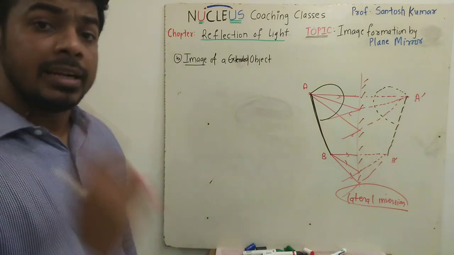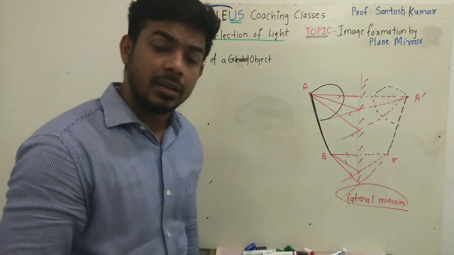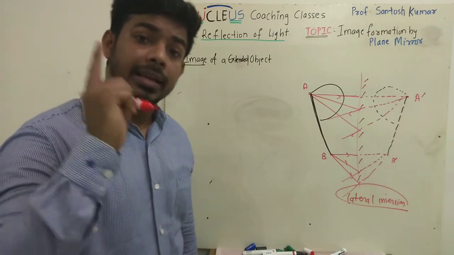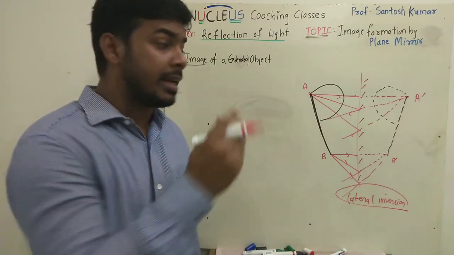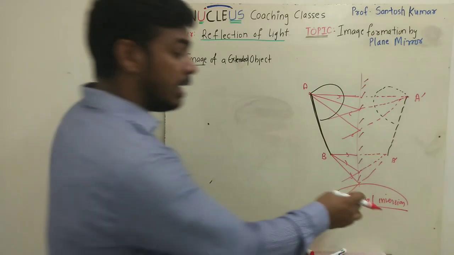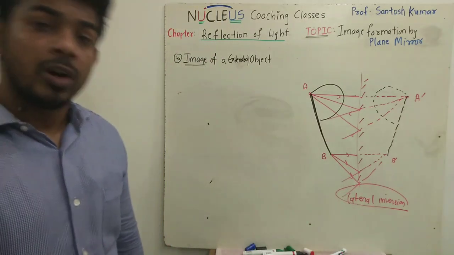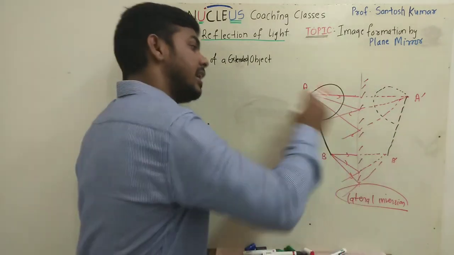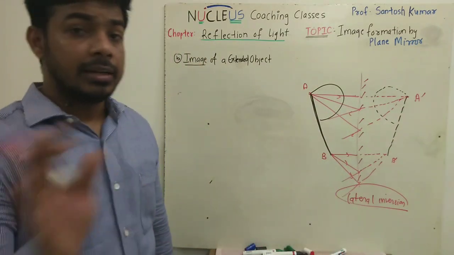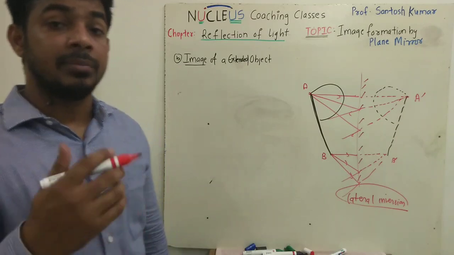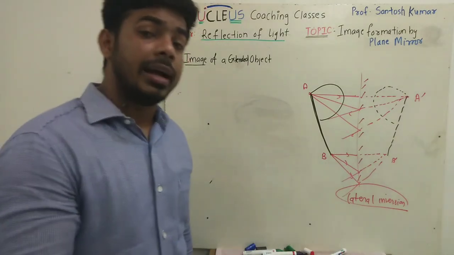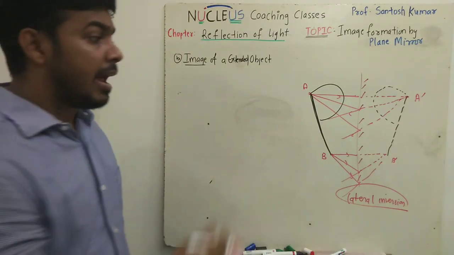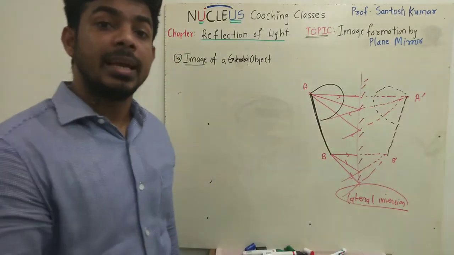So now we know some characteristics about the image formed by plane mirror. Where it is located, it is formed behind the mirror. It is always virtual, erect, at same distance, and the image is laterally inverted. And one more important thing, the size of the image will be same as that of the size of the object. That means there is no magnification. That means the image is neither magnified nor diminished. In fact, the image will be of same size.